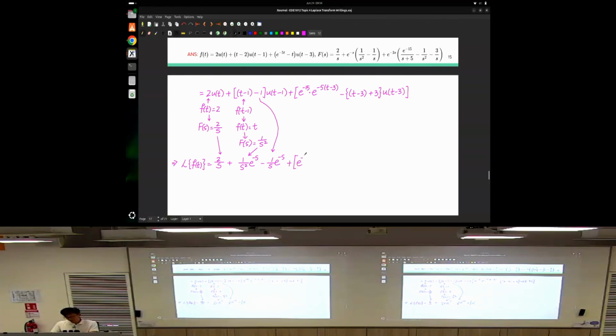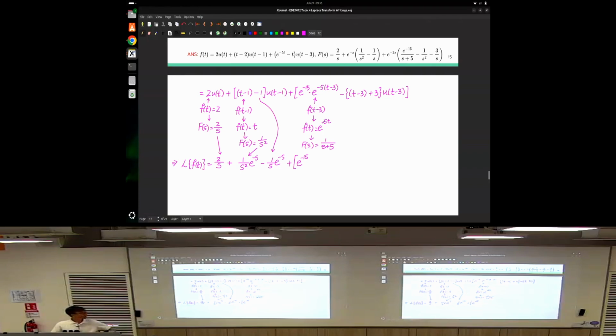So e to the minus 15 is a constant. Then this one, e to the minus 5t minus 3, right? So this t minus 3, this t minus 3. Now, recognize what is the f of t minus 3. This is f of t minus 3. So what's the f of t? e to the minus 5t. So what's the f of s? 1 over s plus 5.